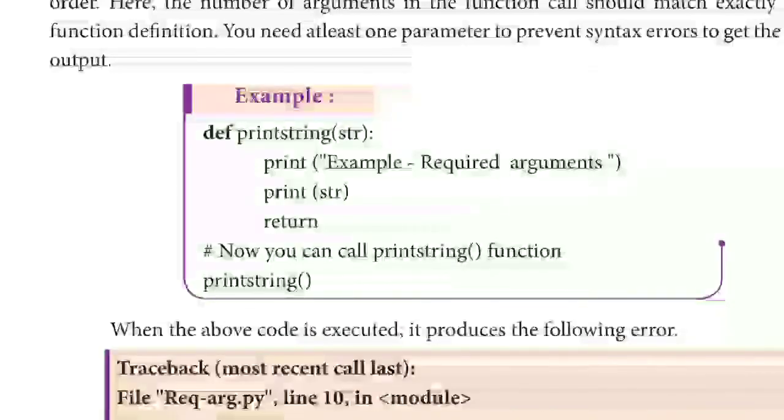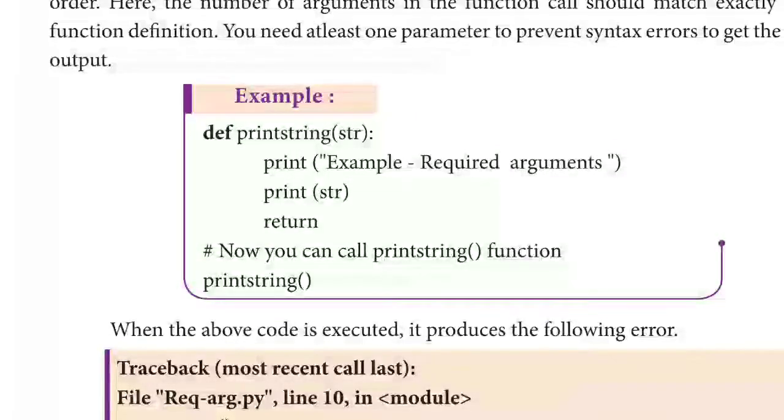Here they have given an example: def print_str, where print_str is the function name and str is the parameter. Inside the function, it prints "example of required arguments", and in the next print statement, str, the input that is given to the function, will be printed. You can see that the return statement is used, which denotes the end of the function.